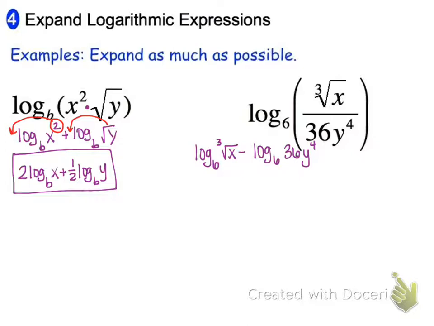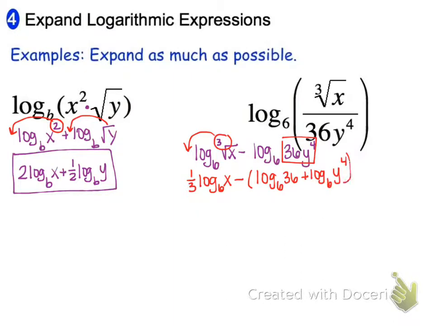I also see right away in the beginning here the cubed root of x, a power rule, so we can bring that down. Remember, the cubed root is the 1/3 exponent. And then I also see a product here in the second piece. Now I'm going to put a parentheses, and I'm going to split this into a product rule. Log base 6 of 36 plus log base 6 of y to the 4th. Now notice that I did put a minus with a parentheses, and the reason is I want to make sure I subtract both of those.